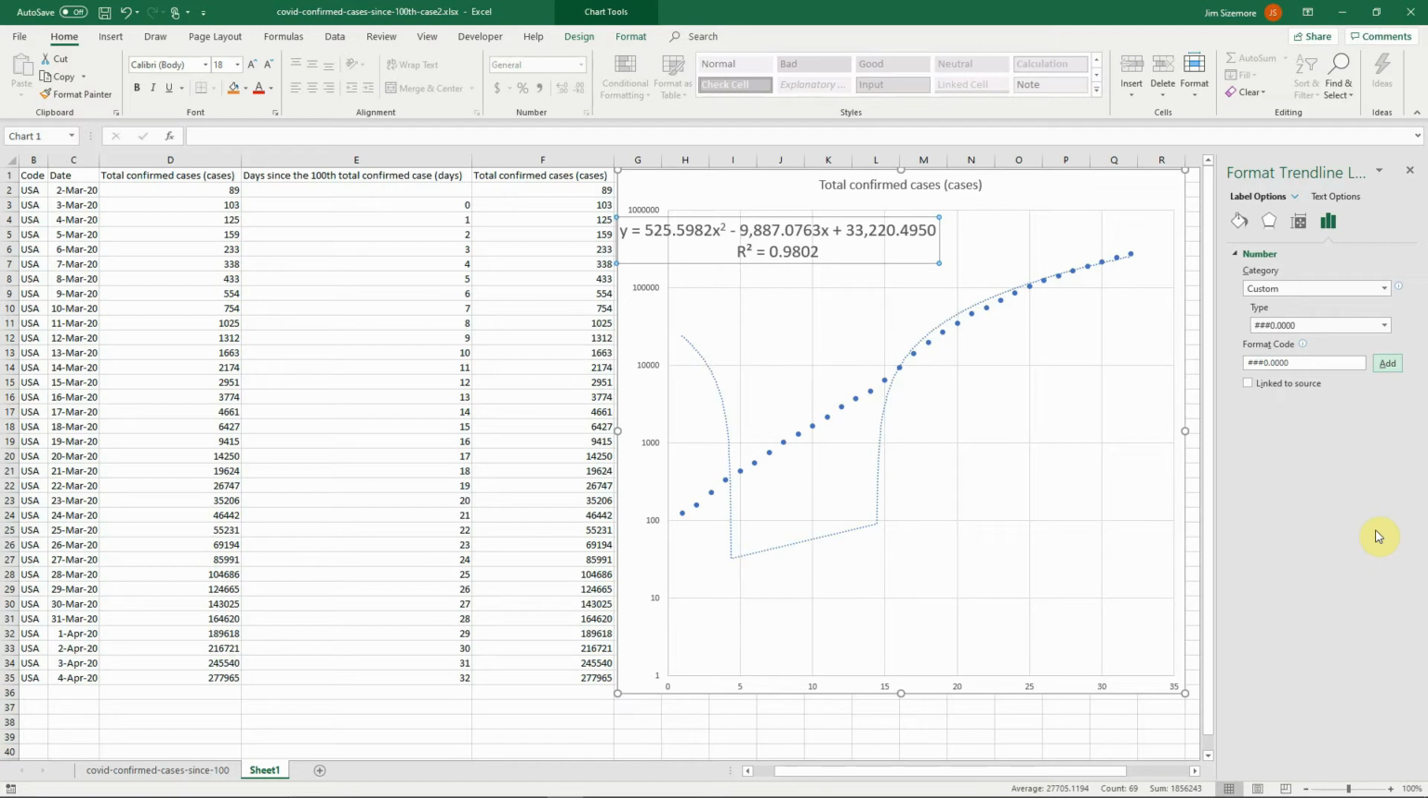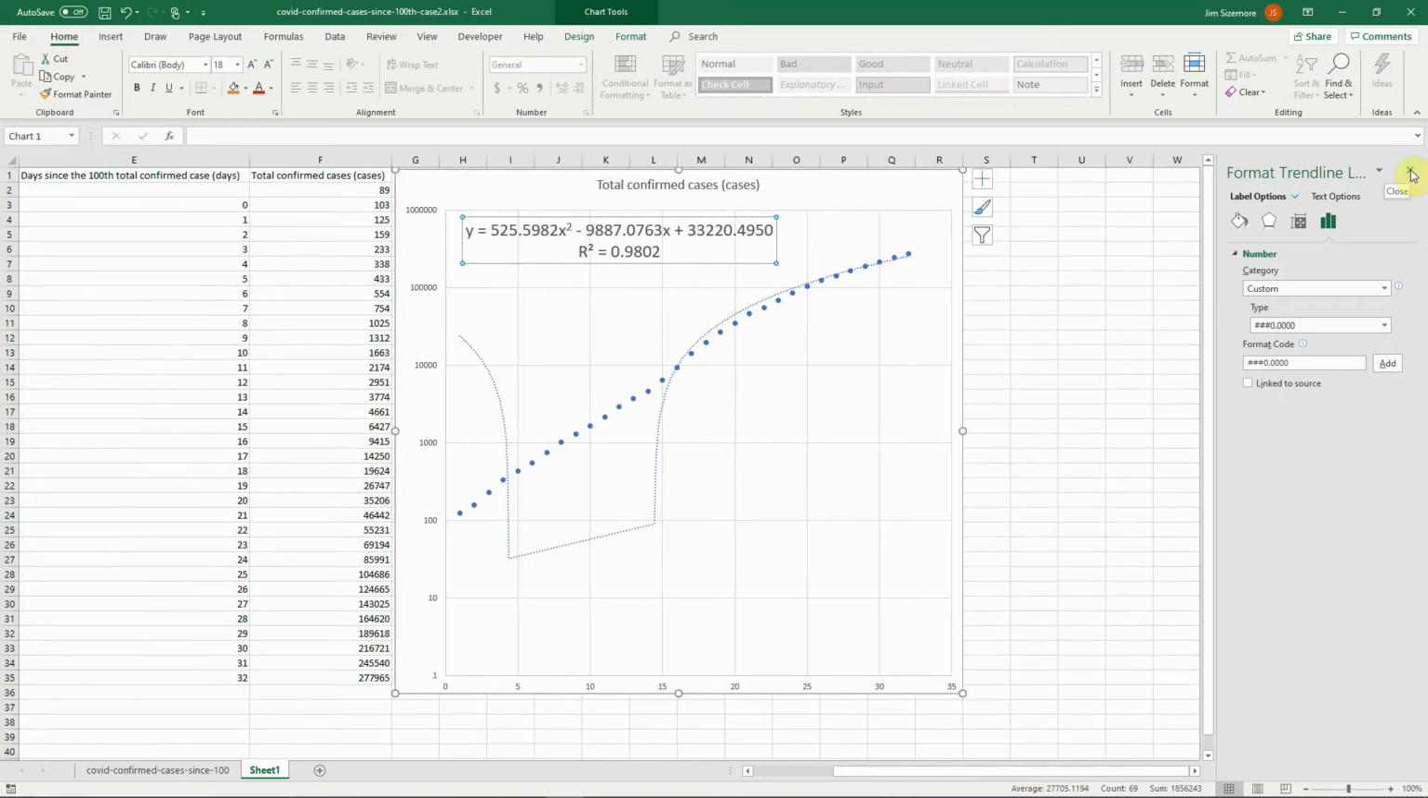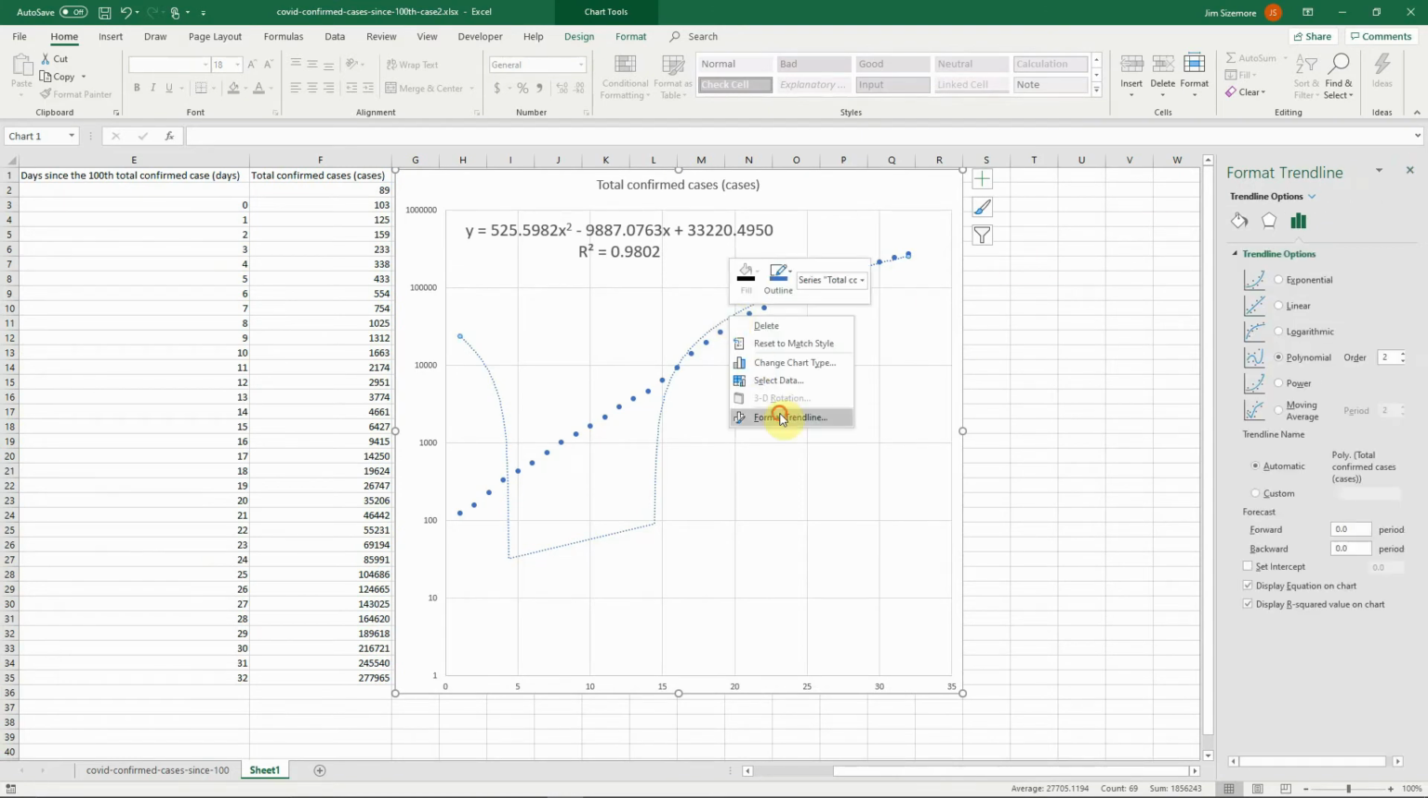Let's see what happens when I do that. There, commas go away in the equation. Now I have to create a new equation. And I'm going to get out of the format trend line. Before I get out of the format trend line though, I want to do something. I want to go forward about 100 days. See what happens.